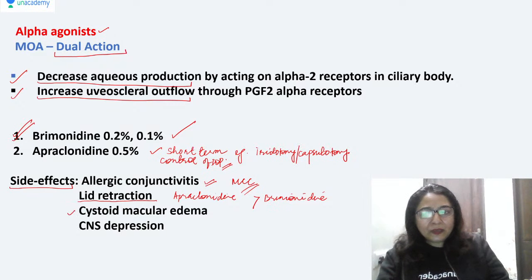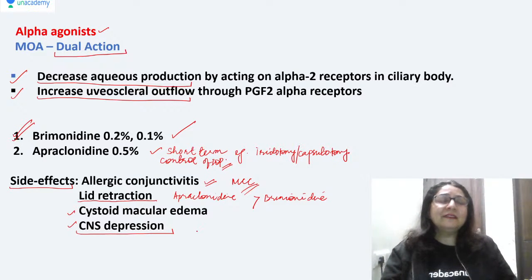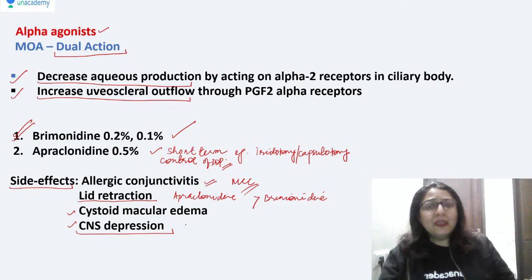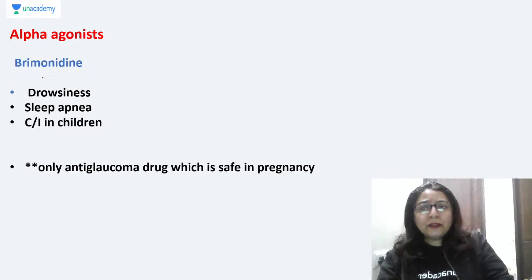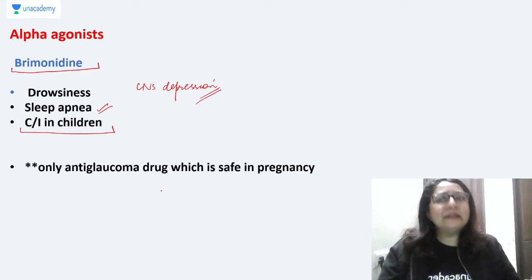Okay, then they can also lead to cystoid macular edema, and one of the important systemic side effects of alpha agonist is that they can cause central nervous system depression, CNS depression. Okay, so in this regard, it is important to emphasize about brimonidine that especially in children, brimonidine can cause drowsiness, sedation, and even sleep apnea. Due to the CNS depression, brimonidine can cause sleep apnea in children. So brimonidine is contraindicated in children.